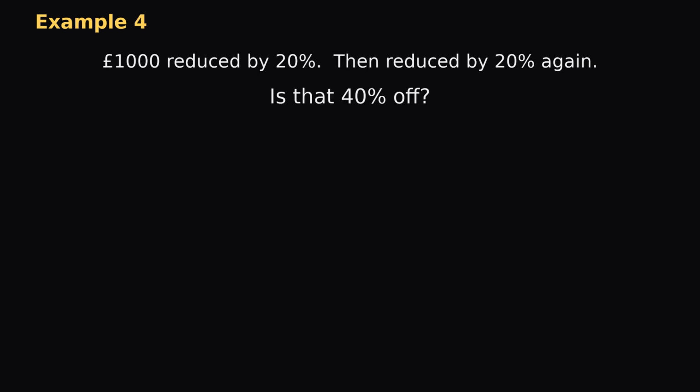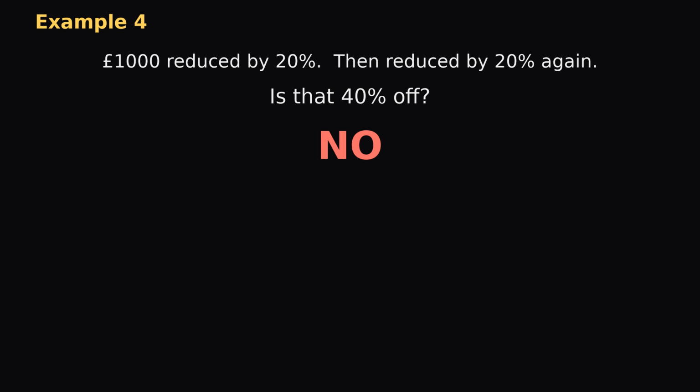Last one, and this is the trap almost everybody falls for. A £1,000 item is reduced by 20%. Then it's reduced by 20% again. Is that 40% off? No, it isn't.